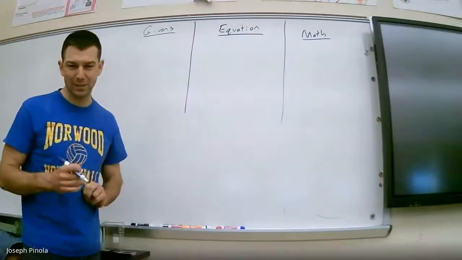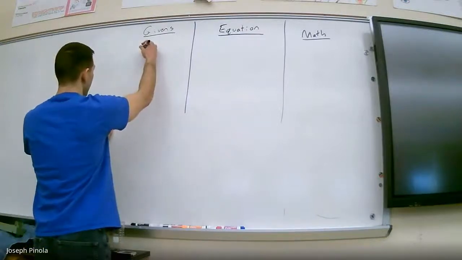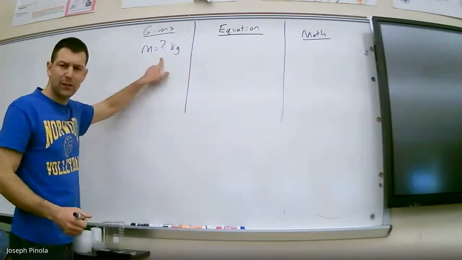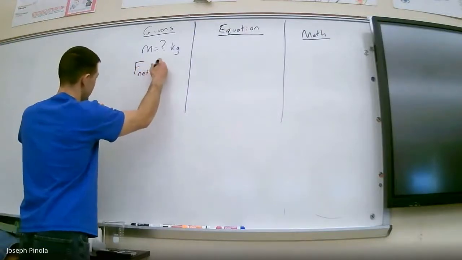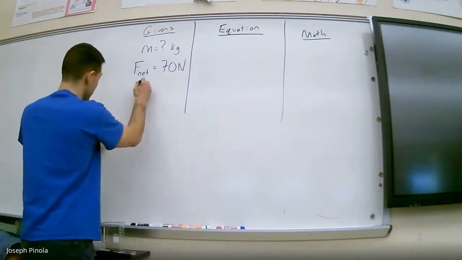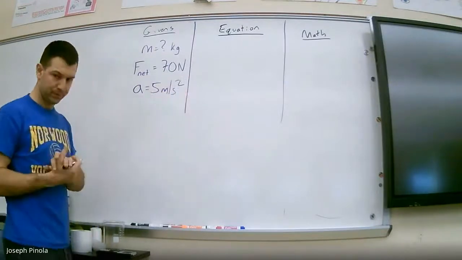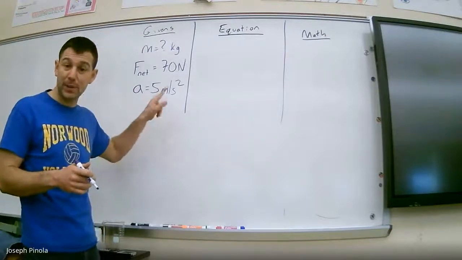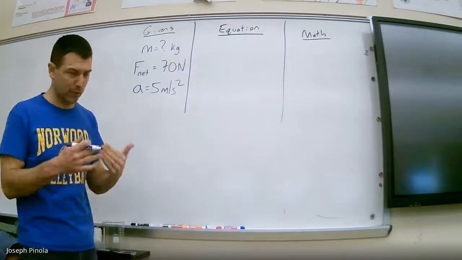Let's do one last three-step mathematical example. Let's say now that you are told that an object of unknown mass, so now we're trying to find the mass in kilograms, experiences a net force of 70 newtons. And the object, as a result, gets an acceleration of 5 meters per second squared. A really fast acceleration. This object is increasing its speed by 5 meters per second for every second that it's in motion. It's getting really fast, really quickly.